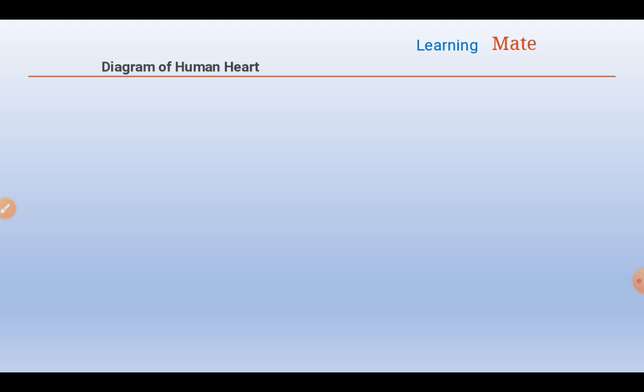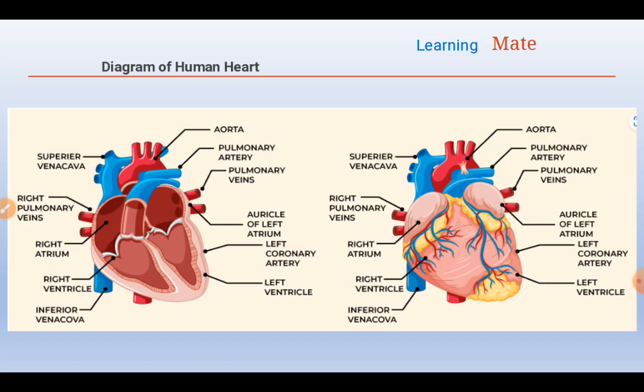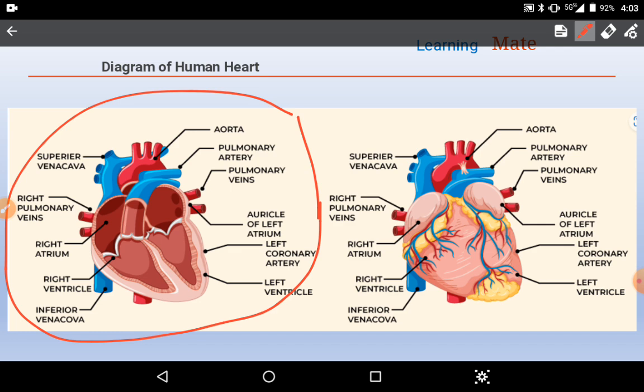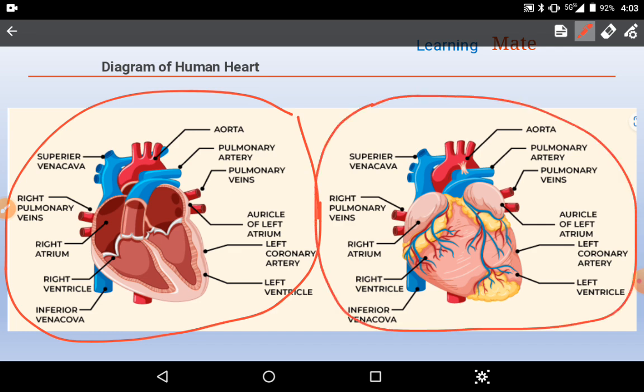How is the diagram of the heart? The heart looks like this. Over here, these are the internal structures of the heart. This is the external structure of the heart. This is how the heart looks if you cut it open. This is how it looks when you remove the heart.